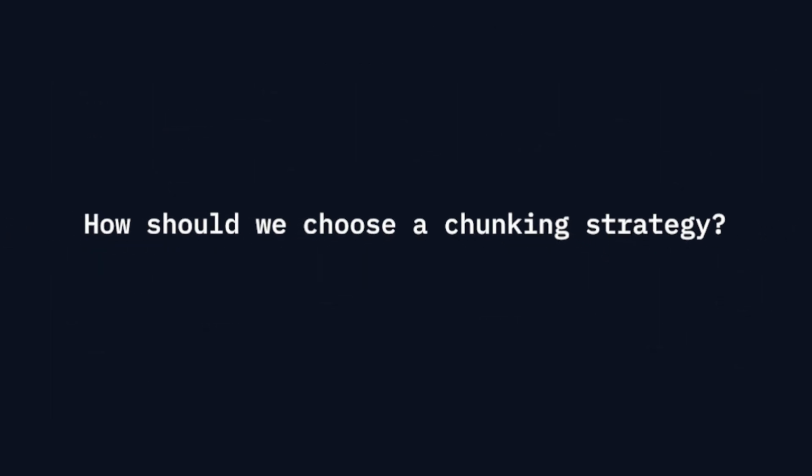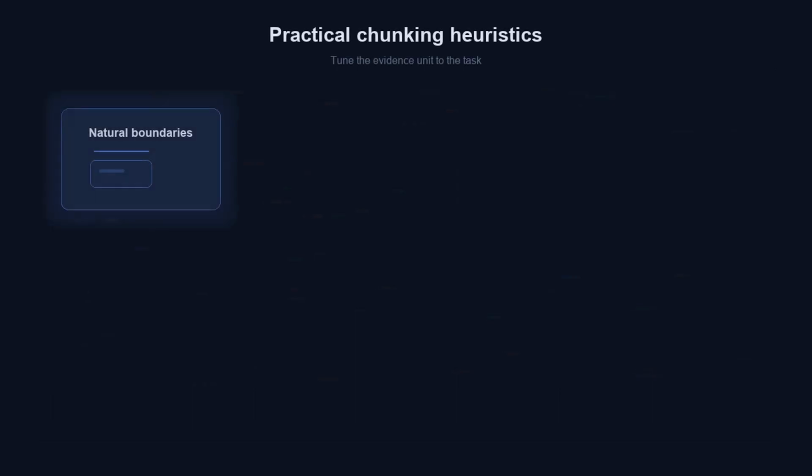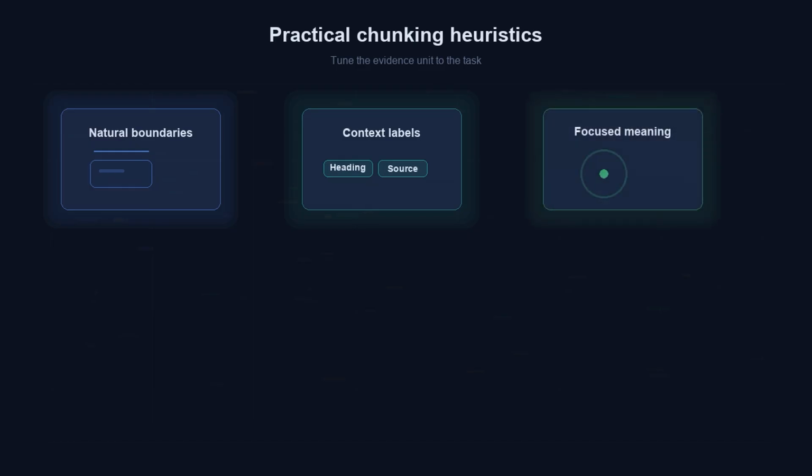So, how should we choose a chunking strategy? There is no perfect value, but there are useful heuristics. First, preserve natural boundaries when possible. Do not split randomly through paragraphs, table rows, code blocks, or policy clauses. Second, include context labels. A chunk from a policy document should often include the section title. A table row should include the column names. A support answer should include the original question. And third, you should keep the chunks focused. A chunk should usually represent one main idea, not several loosely related ideas.